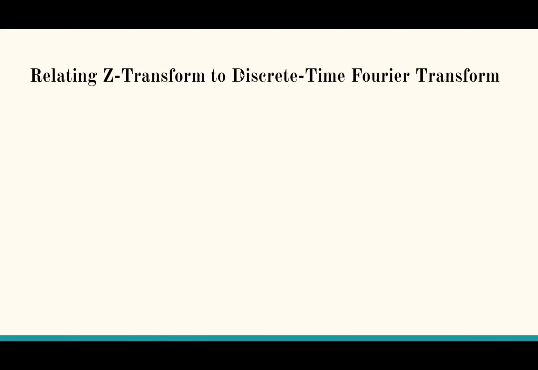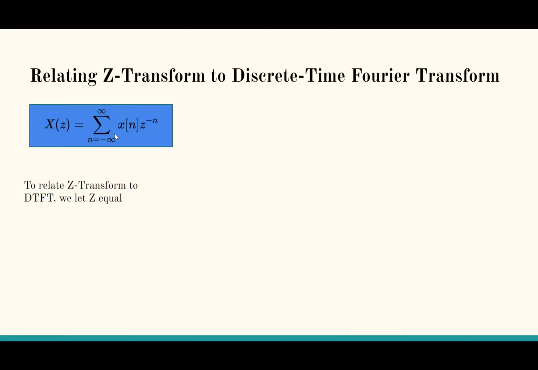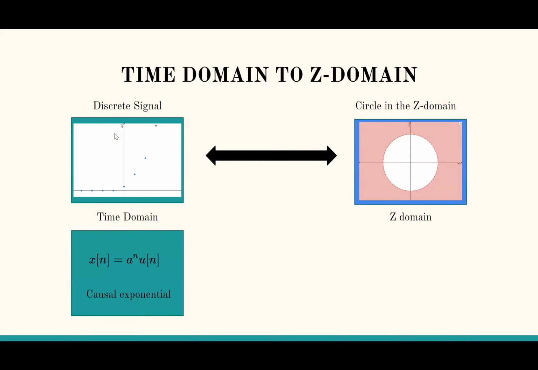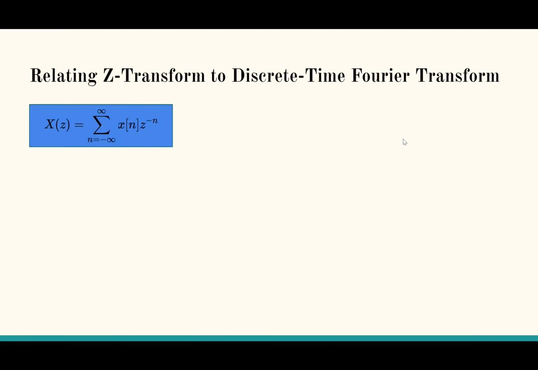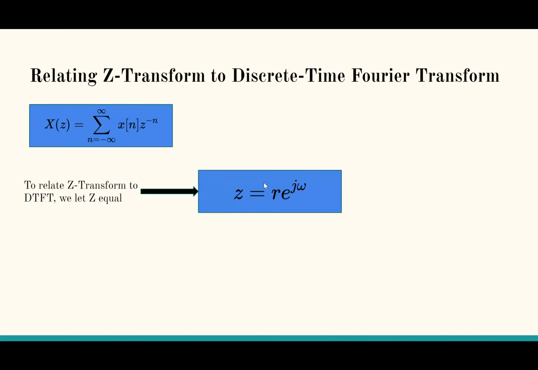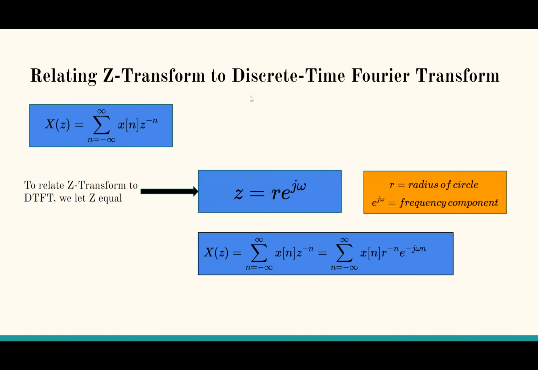Relating the z transform to the discrete time Fourier transform. Say we get this general equation, and we had a circle on the last slide, right? The circle can be described with a polar form, where z is in polar form. So if we come back to this slide, we can relate the z transform by making z equal to a polar form, right? If we let that happen, r would be the radius of the circle and e to the power of jw is the frequency component. We input that into the general equation, and we get this formula, right?